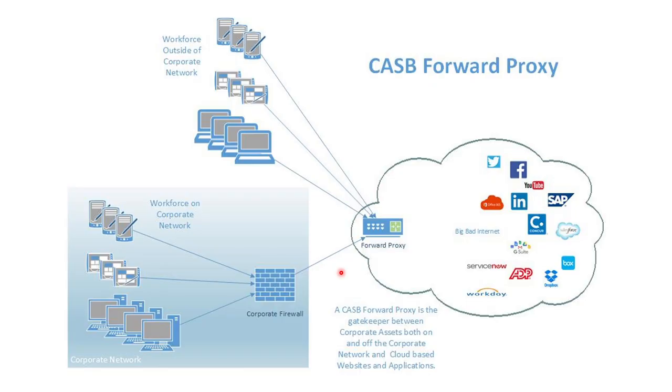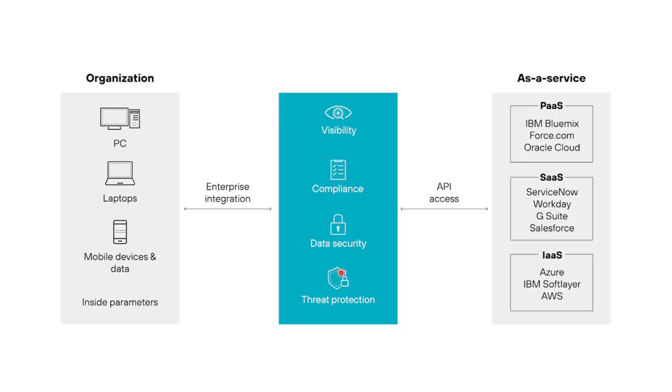Method 3, API-based, out-of-band. Also known as Cloud API Integration. Position: direct integration with cloud app APIs. How it works: for all devices and users, providing deep visibility and data at rest protection, DLP. Directly integrated with cloud services, though not in real time. In other words, API-based CASB.